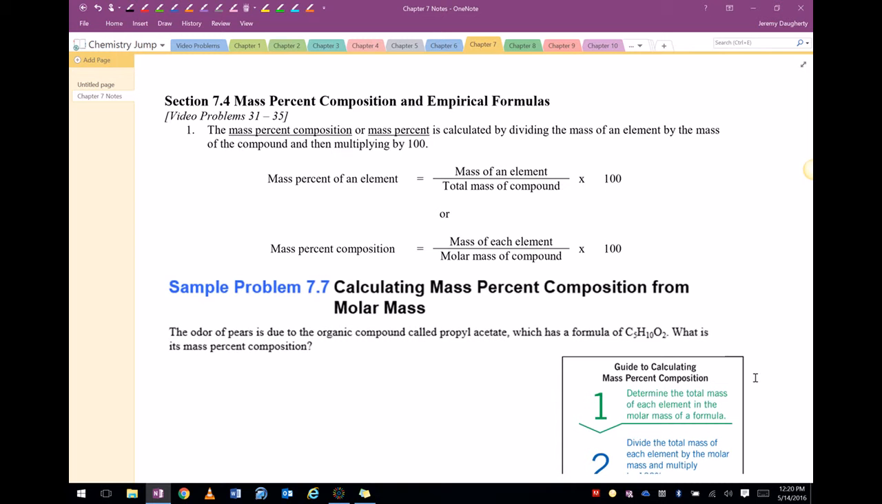Section 7.4, mass percent composition and empirical formulas. After you're done with this video, go on over and look at the video problems 31 through 35. Quite a few problems here because you'll need lots of examples.